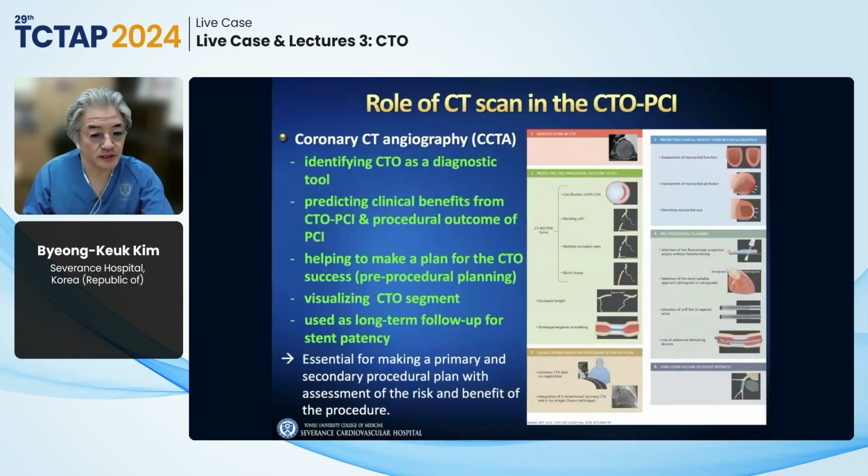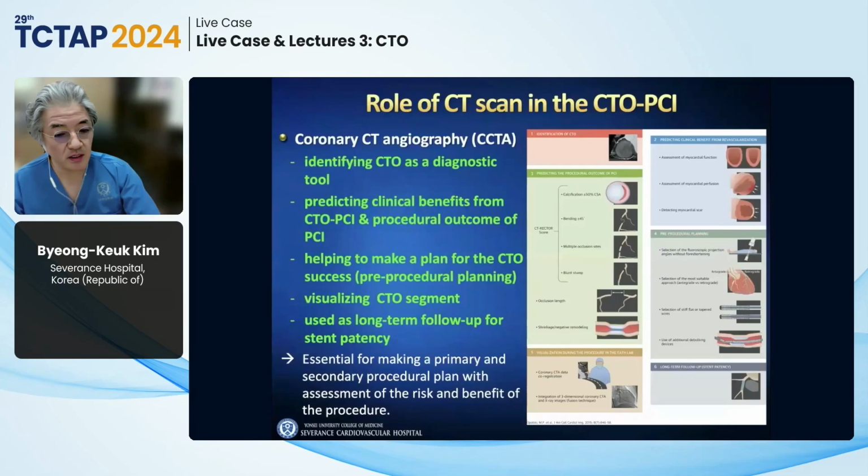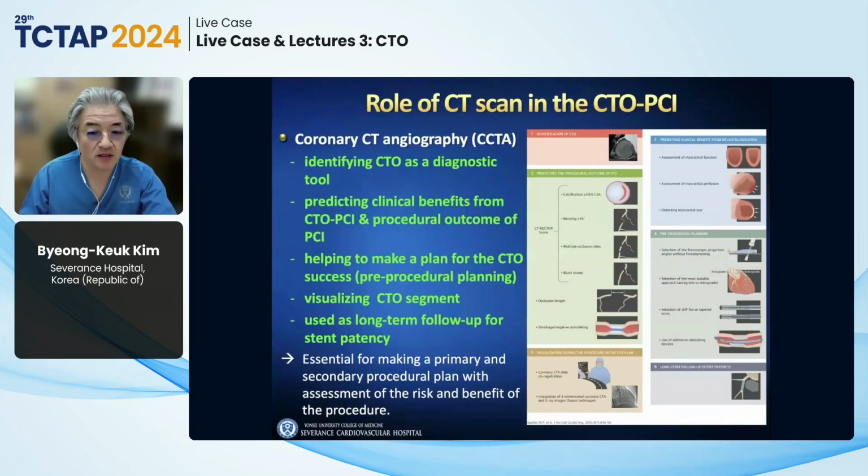What about the role of CT scan in CTO PCI? Coronary CT scan could identify CTO as a diagnostic tool, predict clinical benefit from CTO PCI and procedural outcome of PCI, help to make a plan for CTO success, could visualize the CTO segment, and could be used for long-term follow-up of stent patency. The CT scan is essential for making a primary and secondary pre-procedure plan with assessment of the risk and benefit of the procedure.